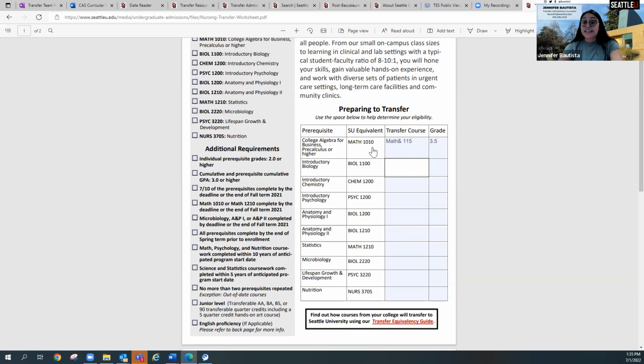If it's anything less than 1010, it is not going to satisfy. If it's higher, sometimes it can satisfy, sometimes it may not. So it's just important to really be wary of these course numbers, as they have to be a direct equivalent for the most part.